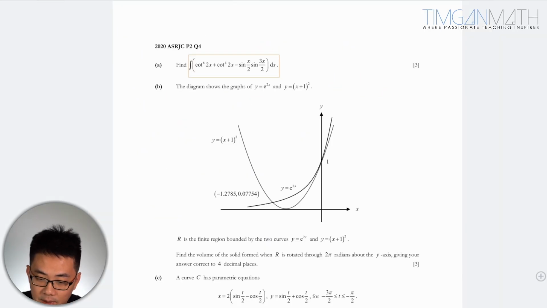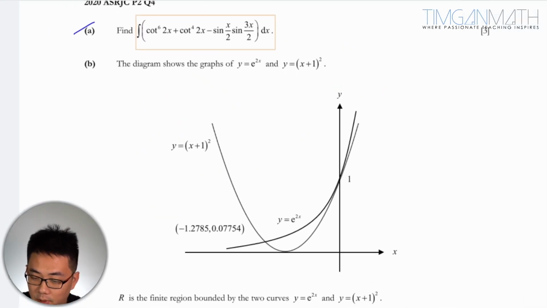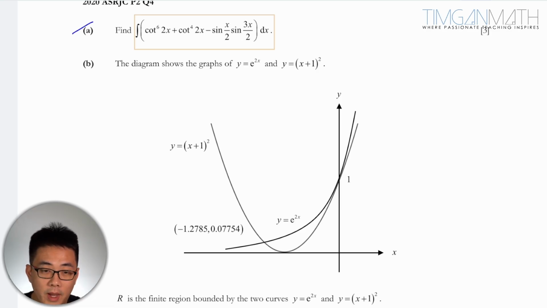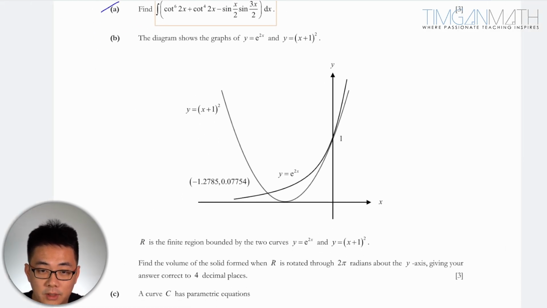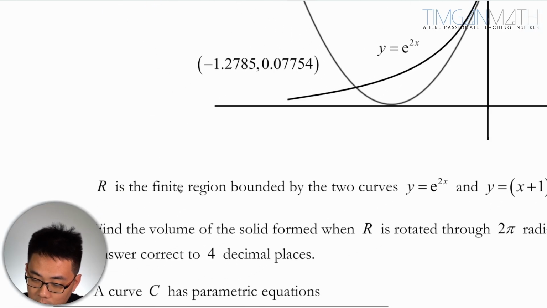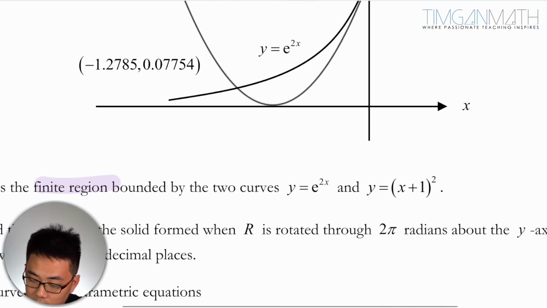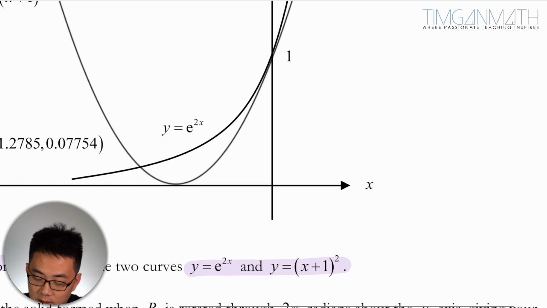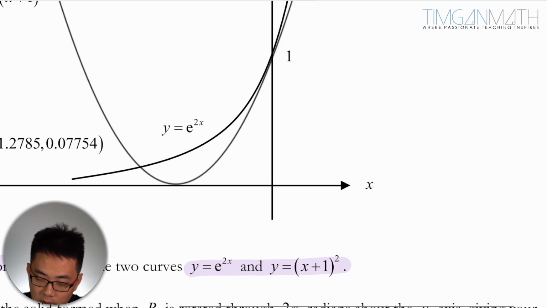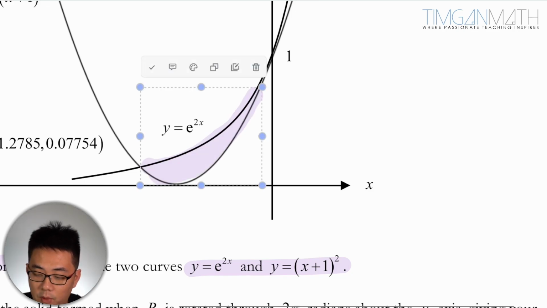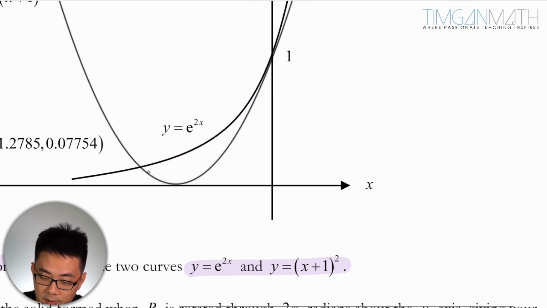So let's look at part B. Part B, we have the diagram shows y equals to 2x and y equals to x plus 1, and R is a finite region bounded by these two curves here. So essentially what we're looking at is this curve here. So meaning we are looking at this area here, right? This area bounded by both of the curves. So maybe I just label this out here.